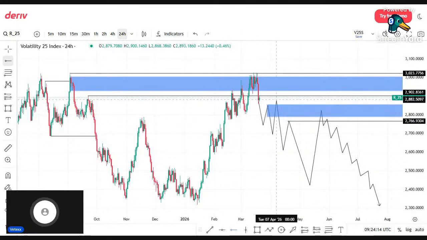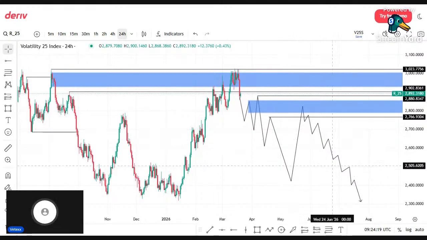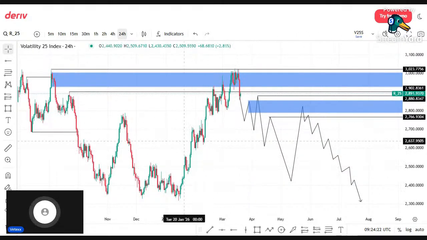Remember, you don't need to force any setup. Make sure everything is clear as day, and then you have confidence in taking your trade. So this is what I'm anticipating on V25 one index. So until the price does that, we'll be on the lookout.